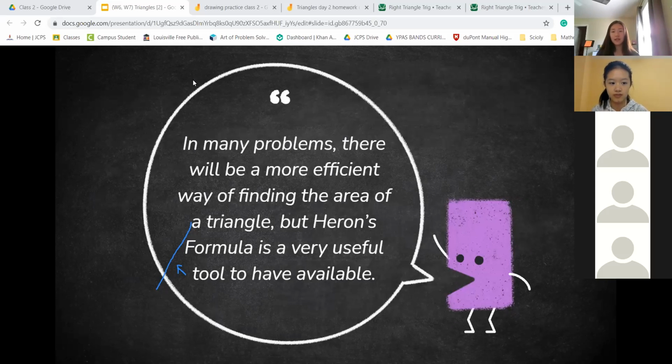And obviously, in a lot of problems, there's probably going to be a much quicker way, with less calculation, to find the area. But if you don't have that information available, then Heron's formula is very useful.